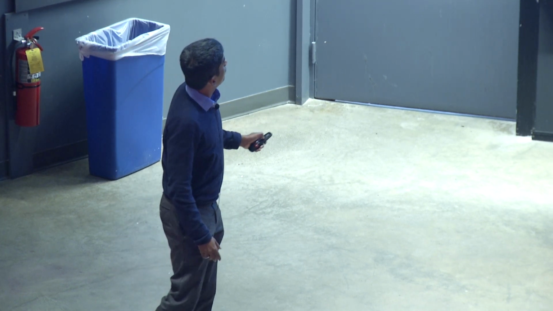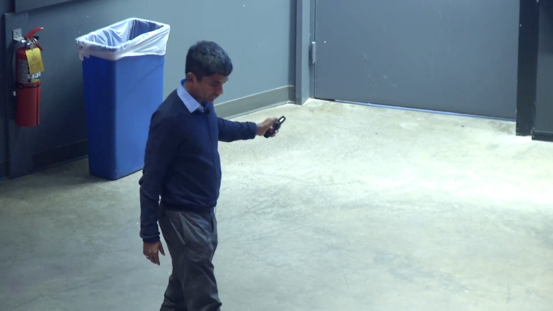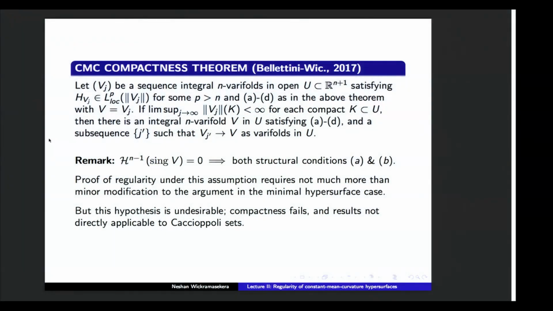And then we also get a compactness theorem for this class, once you have a uniform area bound and a uniform bound on the mean curvature, and satisfying all the hypotheses as in the regularity theorem.